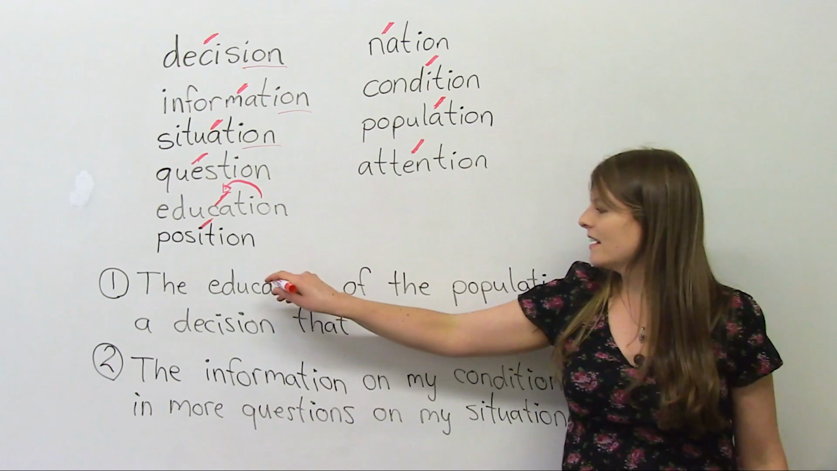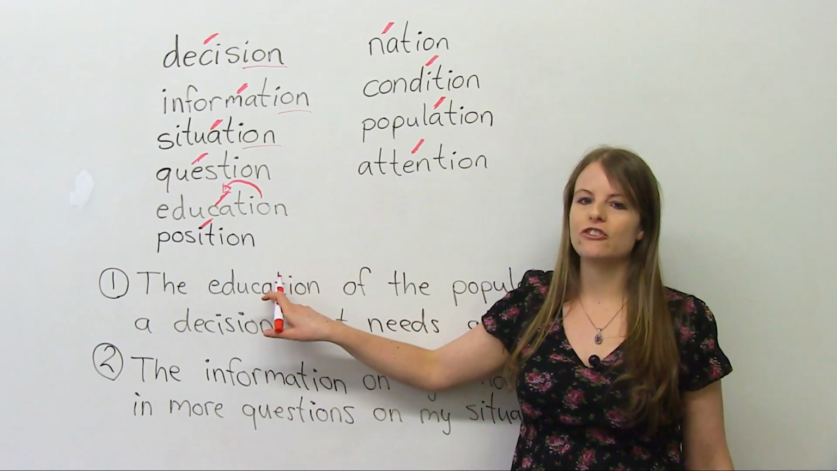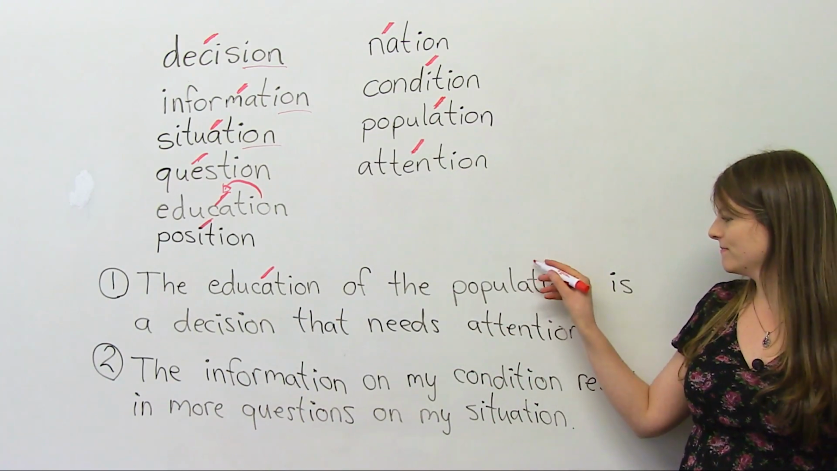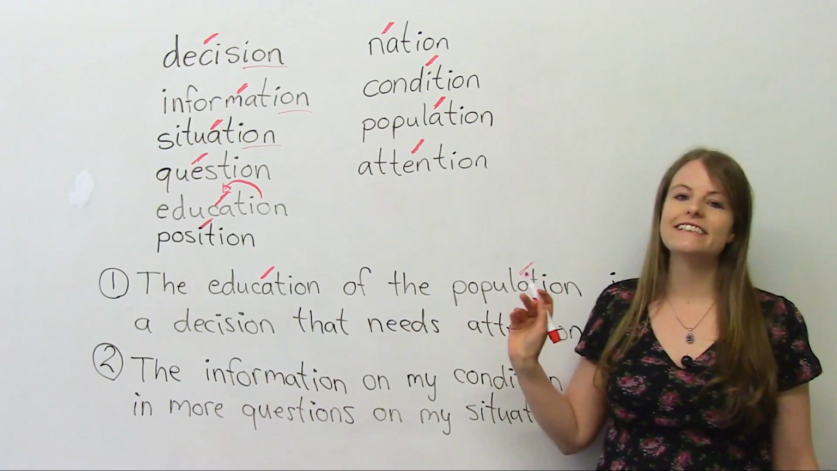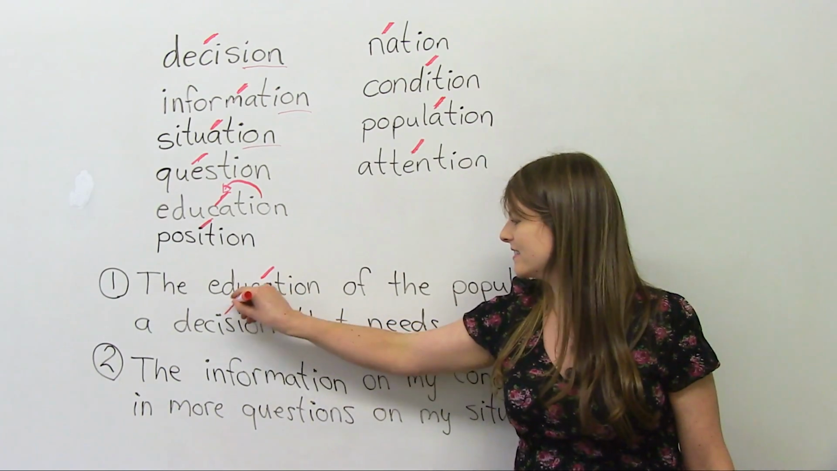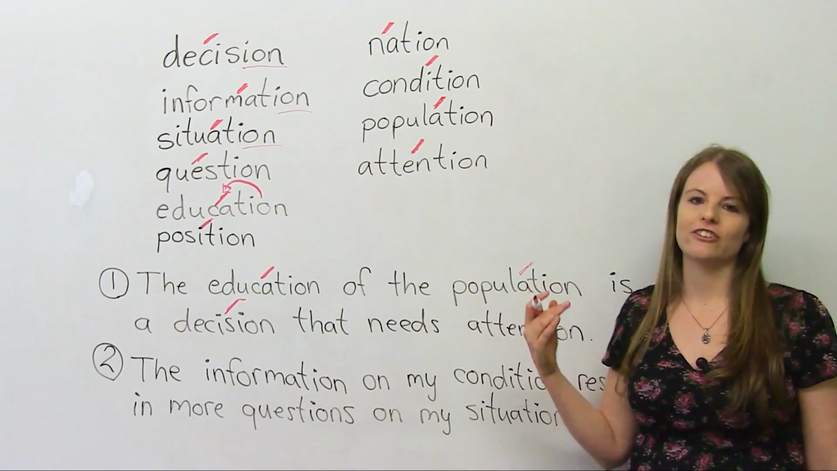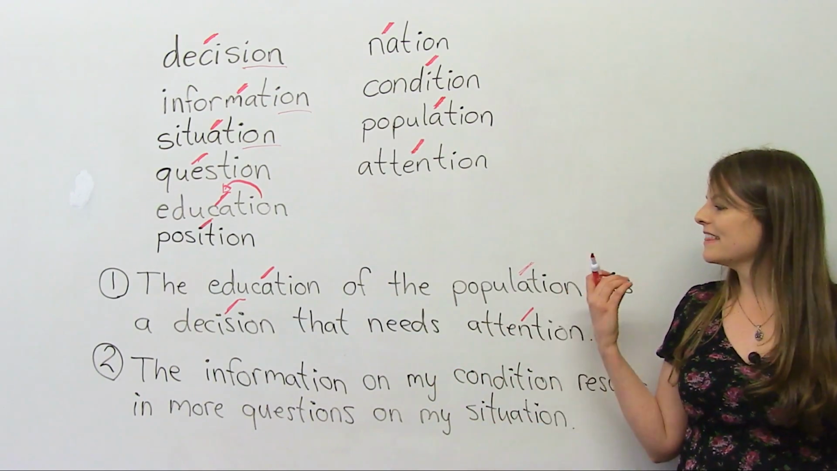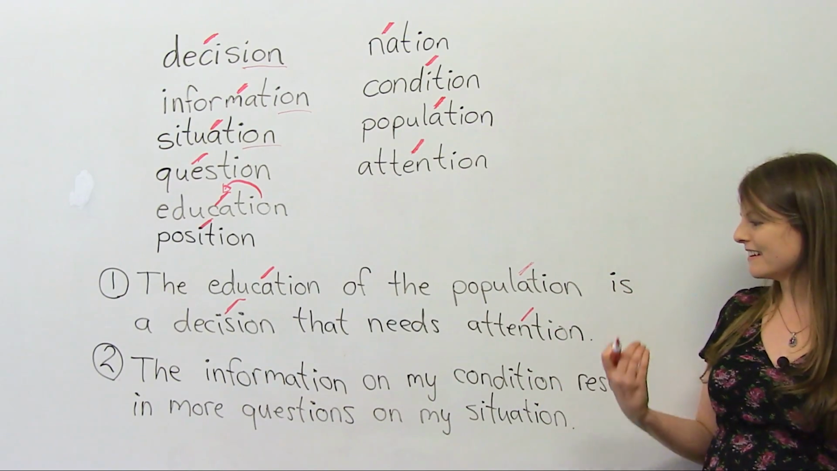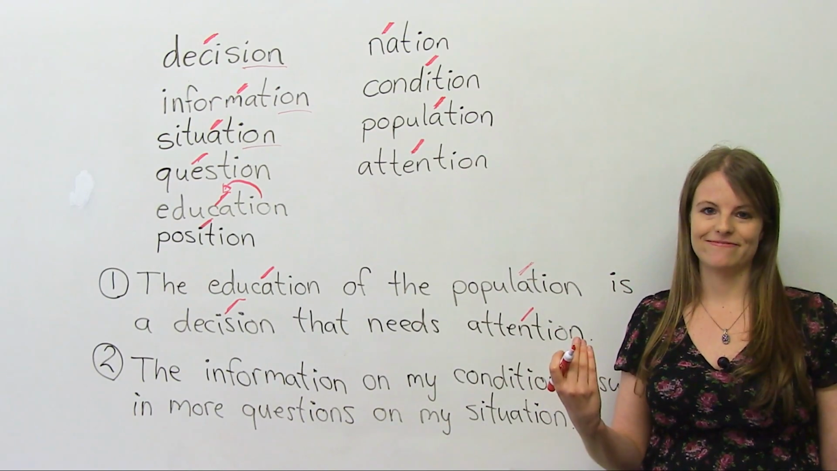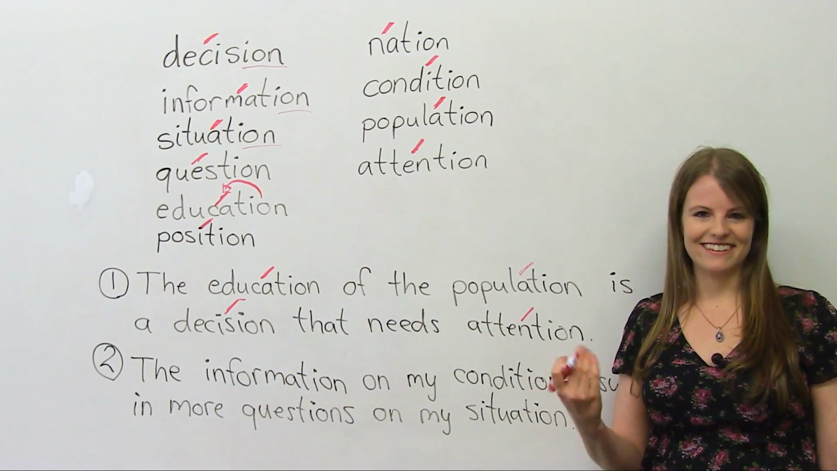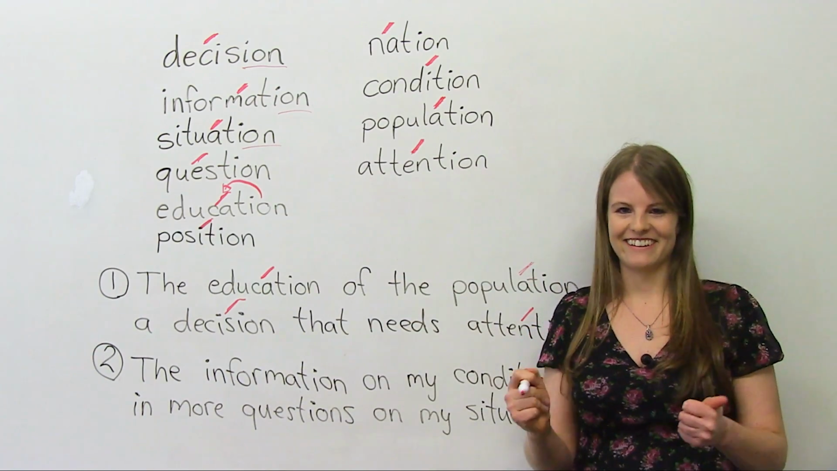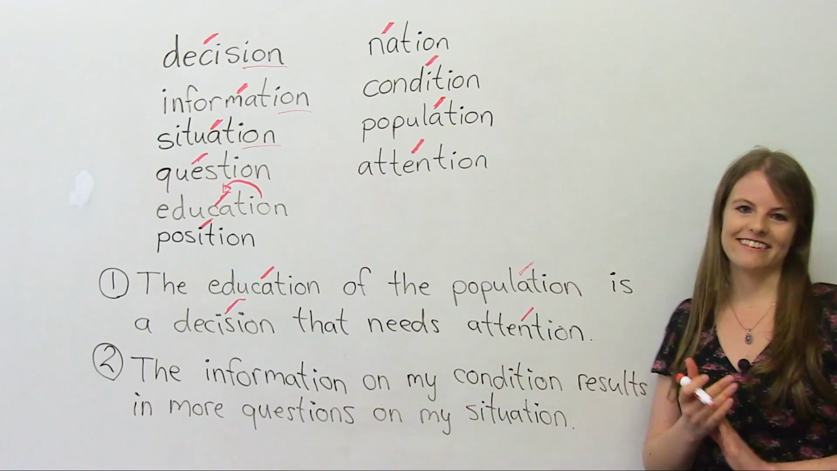So again, repeat after me. The education of the population is a decision that needs attention. So let's say this quickly now. The education of the population is a decision that needs attention. All right, say it one more time just to see if you got it. Wonderful, excellent. Okay, so now let's do the second sentence.